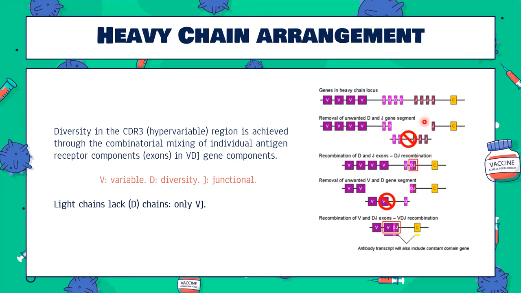Okay? What happens during this VDJ rearrangement is that two enzymes called RAG1 and RAG2 will begin to select a specific V, a specific D, and a specific J region, just haphazardly. They're just picking favorites, okay? And the reason why this is good is because we can have this very diverse repertoire, right? We're going to produce antibodies that are going to be very broad. They're going to have so many different possibilities.